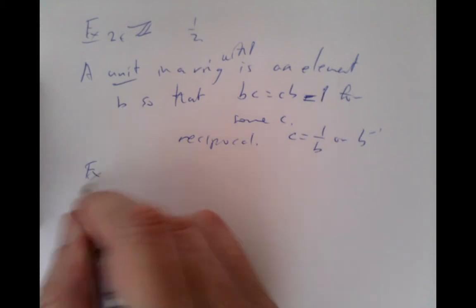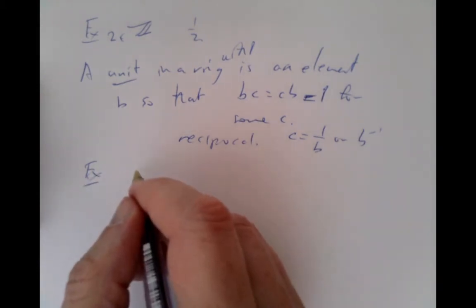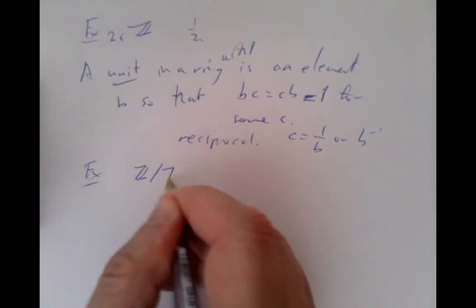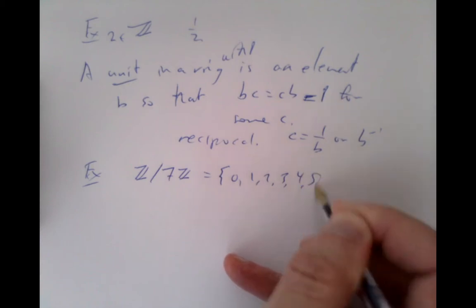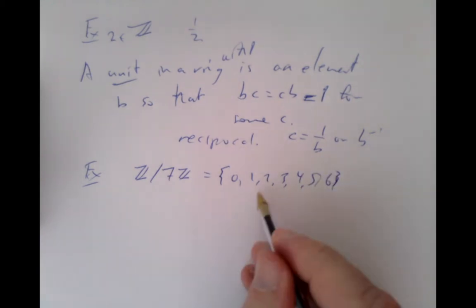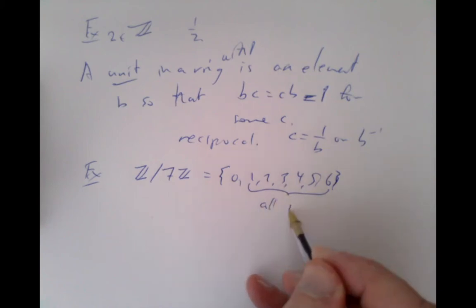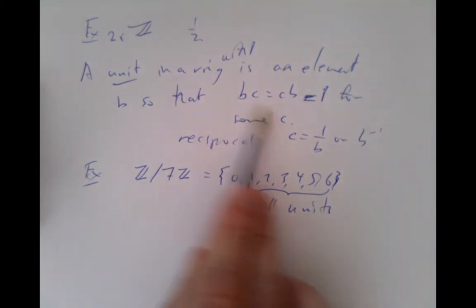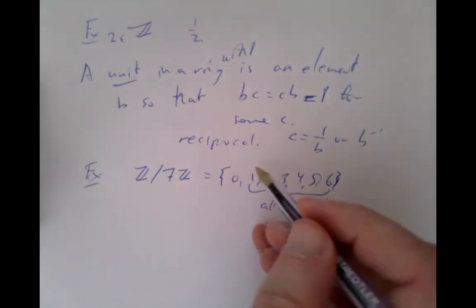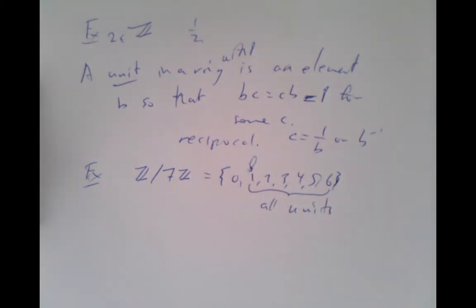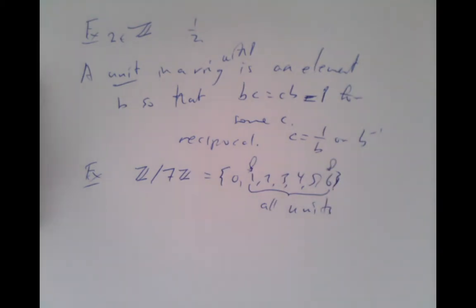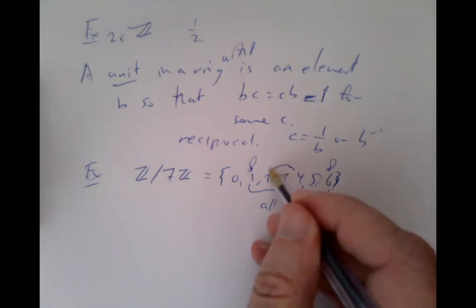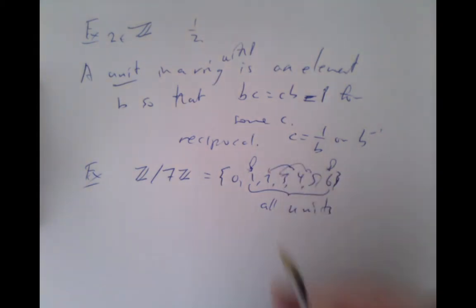Let's see what that looks like in practice. That's really why, a long time ago now, we decided we only wanted to work with integers mod a prime. Because when we mod out by a prime like 7, we had 0, 1, 2, 3, 4, 5, and 6. And we found that these were all units, because they all have reciprocals. The definition of a unit is something that has a reciprocal. And 1 was its own reciprocal, and 6 was its own reciprocal. And then we found that 2 and 4 were reciprocals, and 3 and 5 were reciprocals.